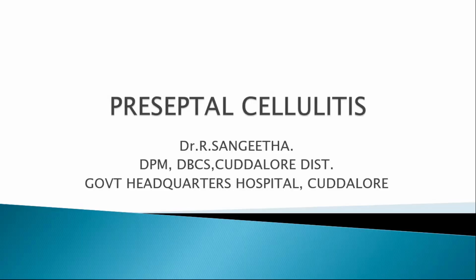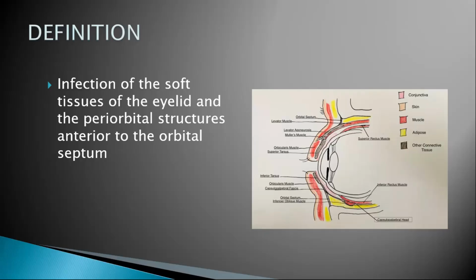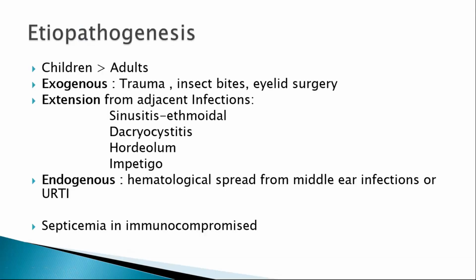Moving on to my topic for today, preseptal cellulitis. As ma'am already mentioned, the orbital septum is the extension from the periosteum of the superior orbital rim in the upper lid to the levator attachment, and to the capsulopalpebral fascia in the lower lid. So infection of the soft tissue of the eyelid and periorbital structures anterior to the orbital septum is preseptal cellulitis. This preseptal cellulitis is more common in children than in adults.